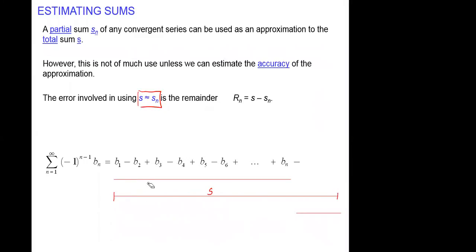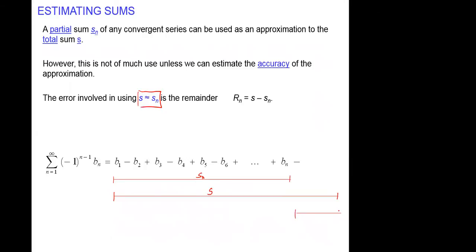We don't know it, but I can definitely compute the partial sum. Let's say I will stop at B sub n. This is S sub n. I can always take 10 terms, 50 terms, and add and subtract and get the partial sum. Now what I'm trying to tell you is that S, the long line, is almost the same as S sub n. You will probably tell me we do have this small difference. Yes, you can see that gap.